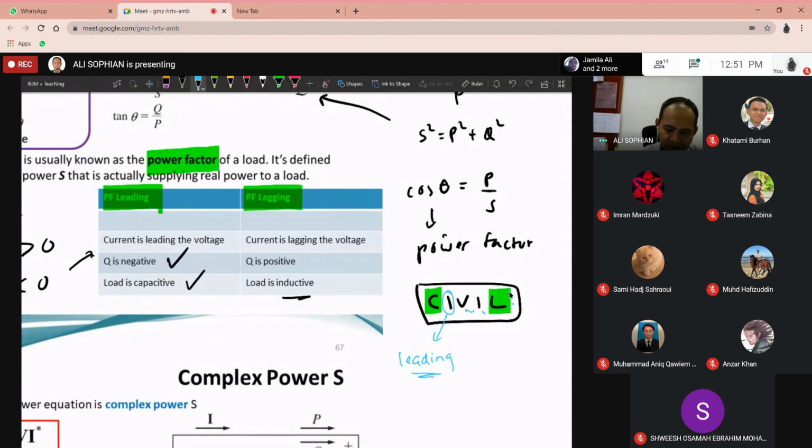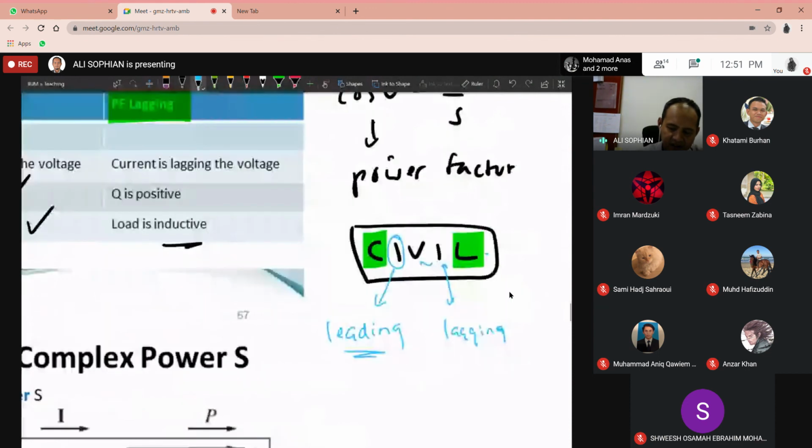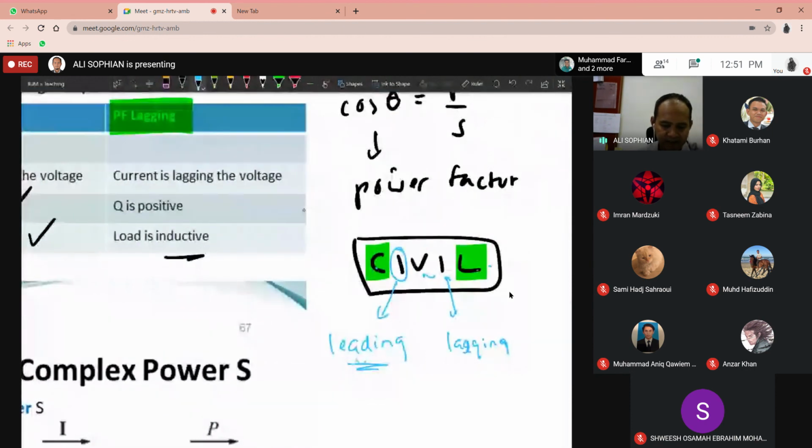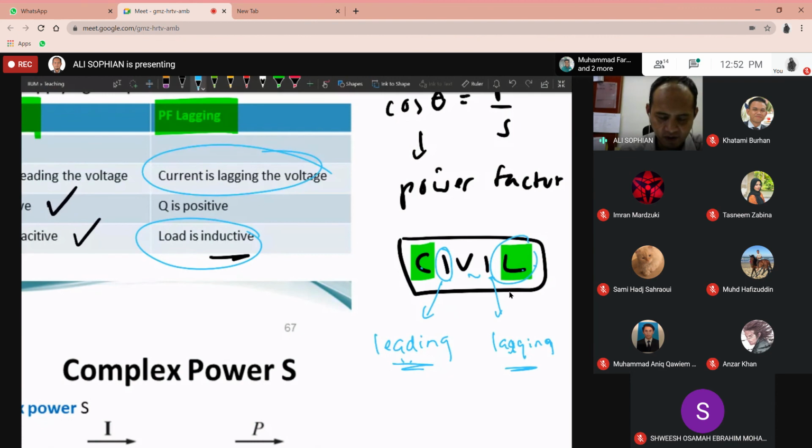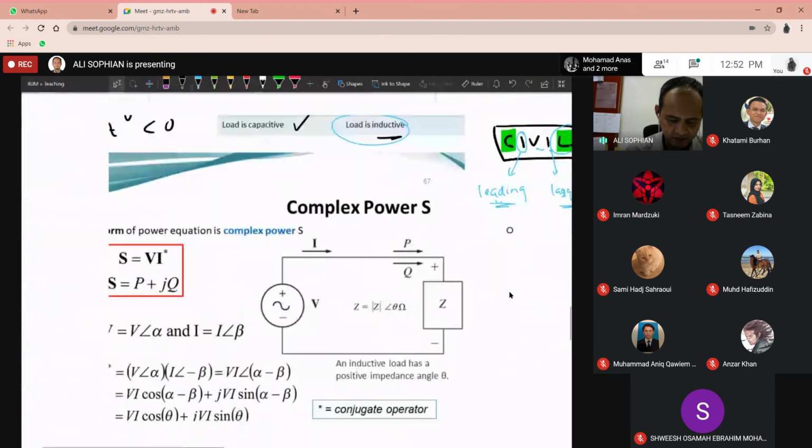I don't know, it's a bit too fine, I don't know how we can still read it. Again, for a capacitive load, the current is leading. For an inductive load, the current is lagging. You can see on the table as well: when the load is inductive, the current is lagging. So this is how you can remember it. And when the current is lagging, the power factor is also lagging. Hopefully that can help you to remember.